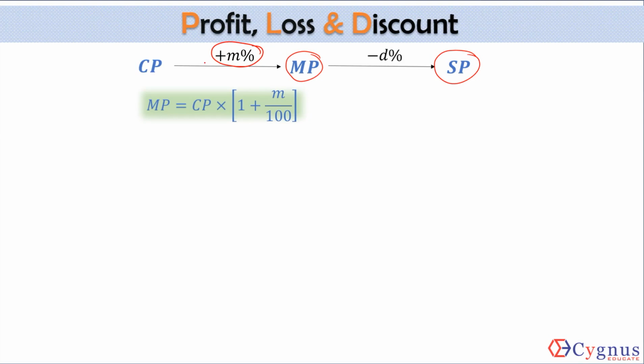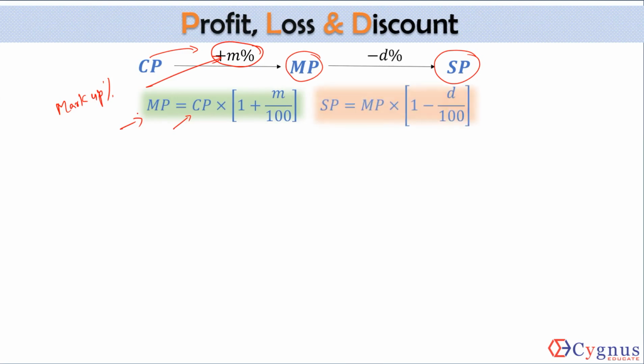How do we get this mark price? We increase cost price by some percent. So this M percent is called markup percent. Yes or no? So markup percent is always calculated on CP. CP will be increased by some percent, that is M percent, to get MP here. After that, you allow a discount. Discount is always offered on mark price. That is 1 minus D.